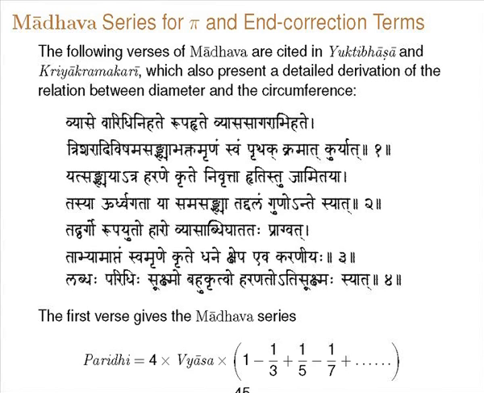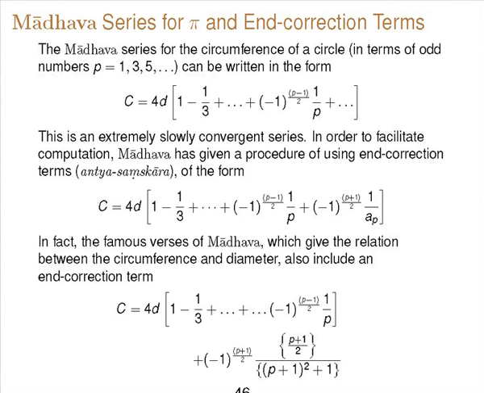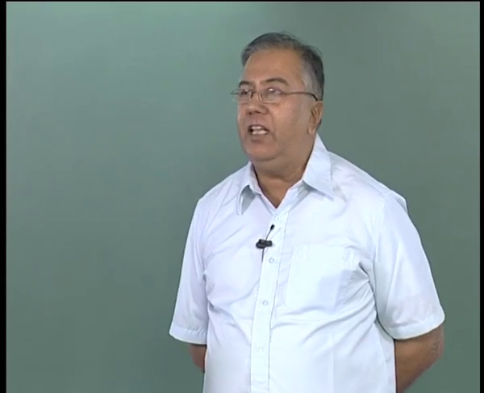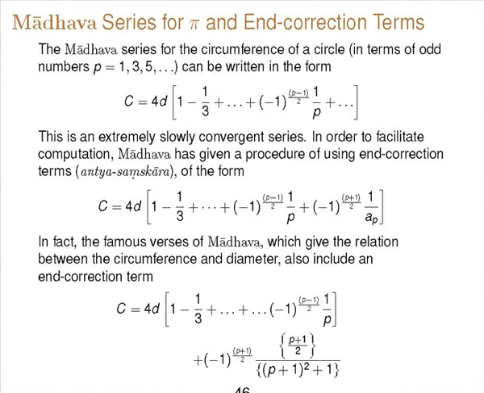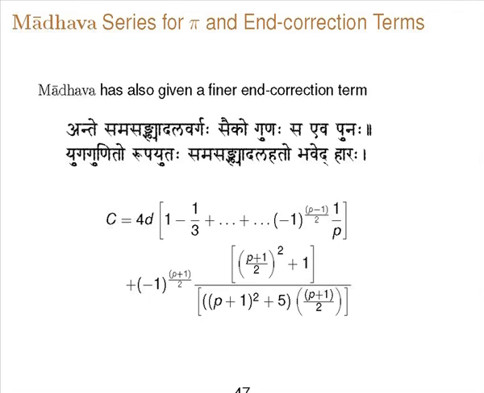This is the infinite series for the ratio of the circumference to diameter discovered by Madhava, the Kerala mathematician. He not only discovered the infinite series, which is a very slowly convergent series, 1 minus 1 by 3 plus 1 by 5 minus 1 by 7, but if you calculate 50 terms of that series, you get only 1 decimal place in the expansion of pi. So Madhava at the same time gave what are known as the end correction terms. This is the first end correction term due to Madhava. Then there is another end correction term. It is these end correction terms which give you more and more accurate results, even if you sum only 50 terms in the Madhava series.